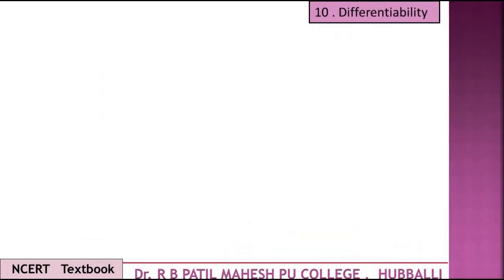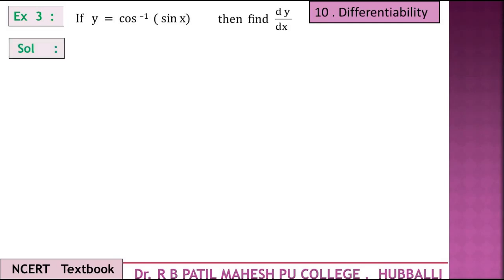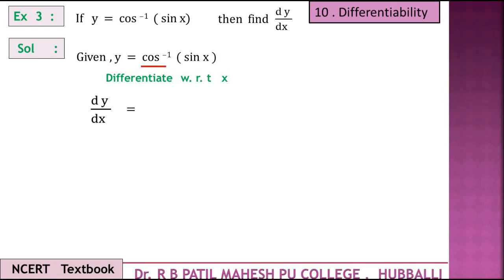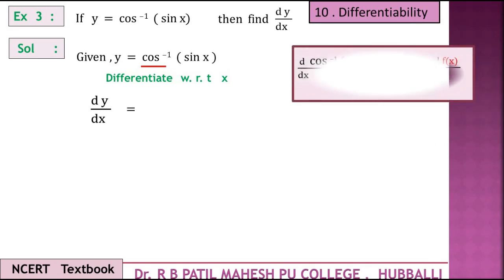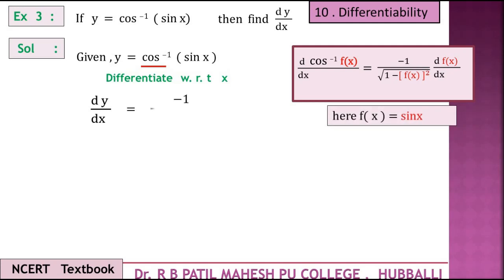Now let me take one NCERT example which is given in the miscellaneous. If y is equal to cos inverse of sin x, then find dy by dx. Now it is an inverse function, but the composite variable is a trigonometric function. Sin x is the composite variable here. So first you write y is equal to cos inverse of sin x, the given function, then differentiate. First we have to write the derivative for cos inverse. You know the formula, it is minus 1 divided by root of squaring the variable, that is sin x function whole square, into d by dx of sin x.